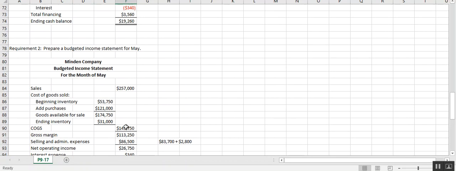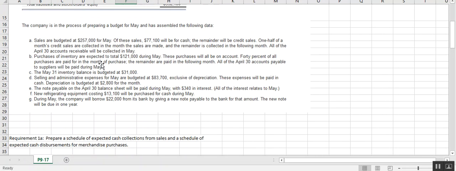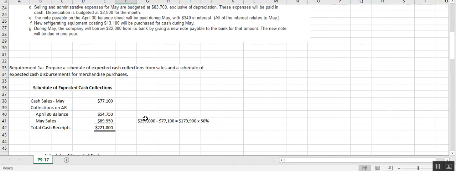Our accounts receivable, we have to go back to our instructions. We sold $257,000 of sales, $77,100 of that was for cash, so the difference will be our credit sales, and 1/2 of those months' credit sales are collected in the month of May. We also know that we collected all of April, so we only have what's not collected for May, which is 1/2 of the credit sales. So that should ring a bell, because that's what we actually calculated here under the schedule of cash collections.